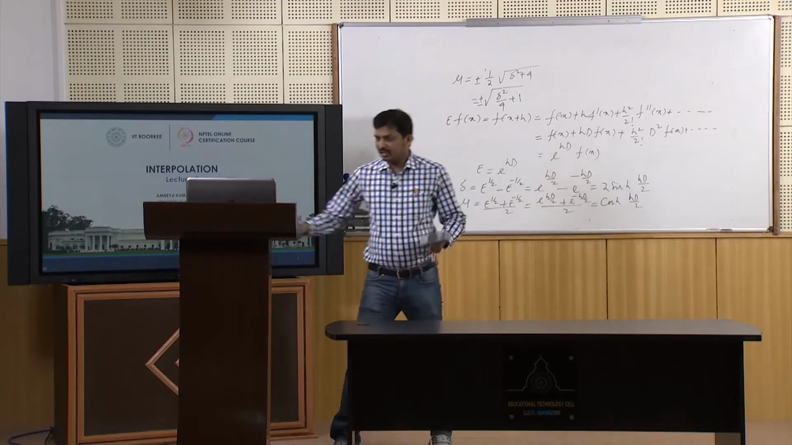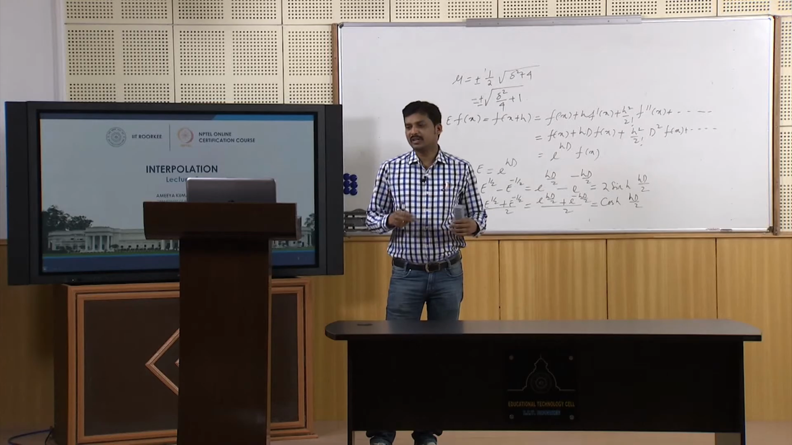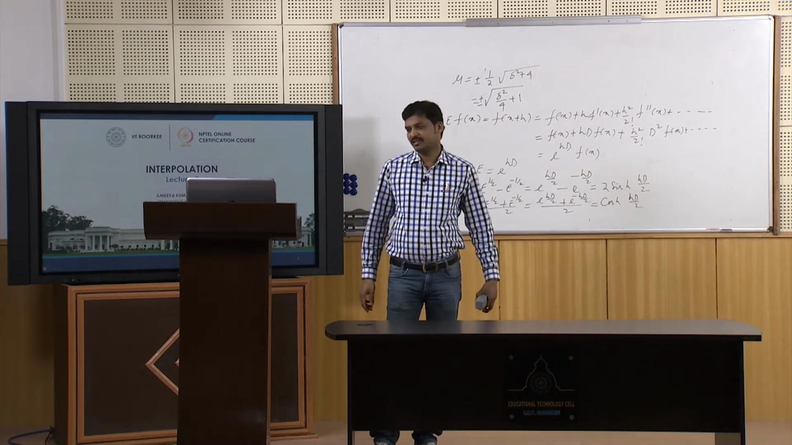Next we will go for the interrelation between different operators. That is, E expressed in the form of delta, in the form of nabla, in the form of the central difference operator delta, and then in the form of differential operators. So all of these operators we want to express in different forms, that is E, delta, nabla, the central difference operator small delta, mu the average operator, and then the differential operators.